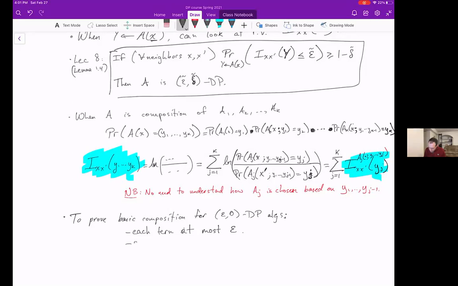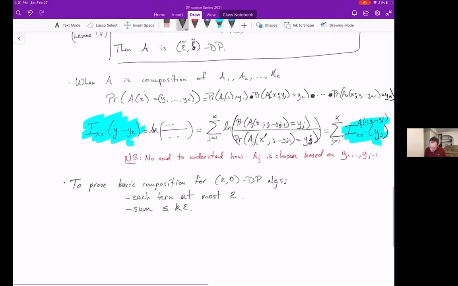And so that means the sum is at most k times epsilon. Okay. So the proof we did in lecture 5 boils down to just looking at the sum. We proved it for two things at a time. The proof we did in lecture 5 just boils down to looking at this sum and saying something about it. To prove advanced composition, we're going to have to work a little harder. And we really have to look at sort of the whole sum all at once.